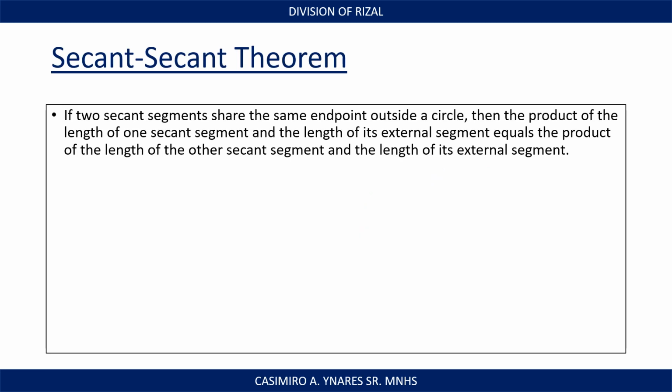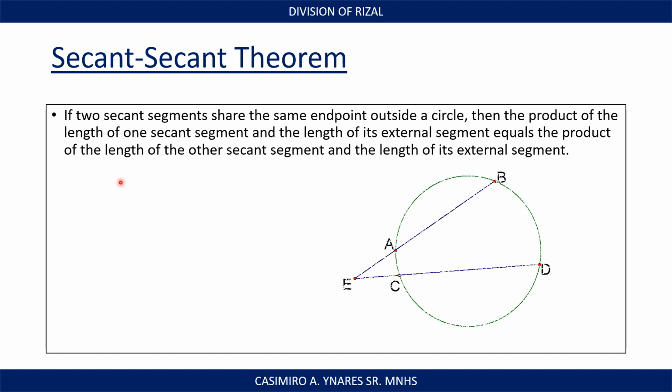The second one, we have the secant theorem. It says, if two secant segments share the same endpoint outside a circle, then the product of the length of one secant segment and the length of its external segment equals the product of the length of the other secant segment and the length of its external segment.